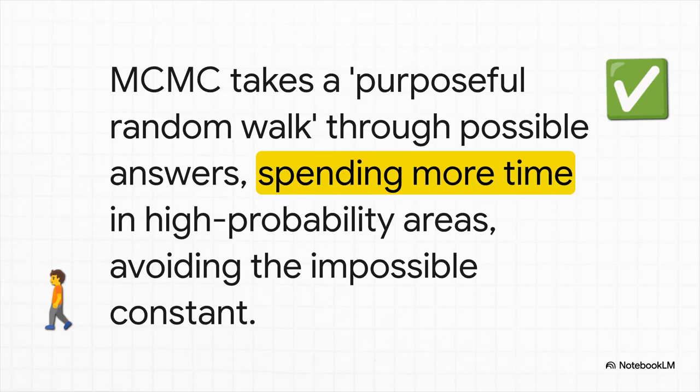And this is the absolute genius of Markov Chain Monte Carlo, or MCMC for short. It smashes these two big ideas together. What it does is create a special Markov chain of samples that lets us explore this whole landscape of possible answers in a really smart way. So instead of just sampling blindly, it takes what you could call a purposeful random walk. It just naturally starts spending more time in the areas where the answer is most likely to be. And the best part? It does all this without ever needing that impossible constant.